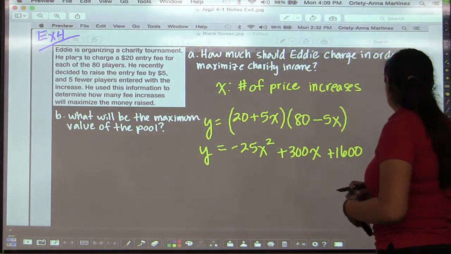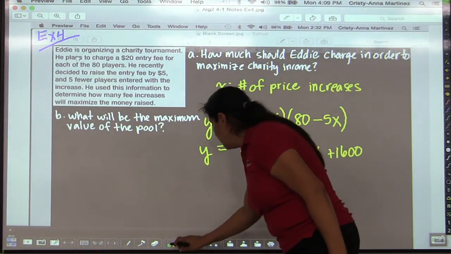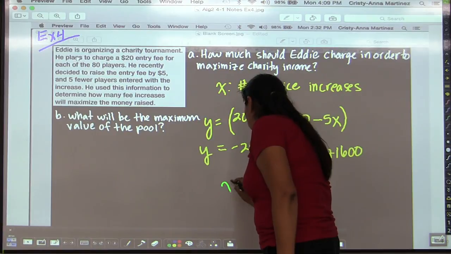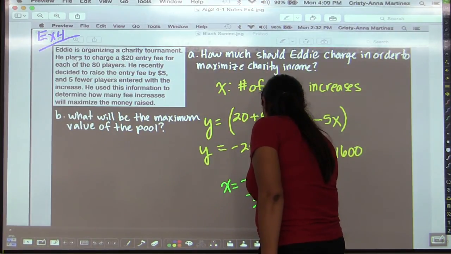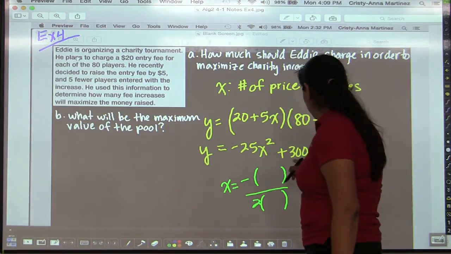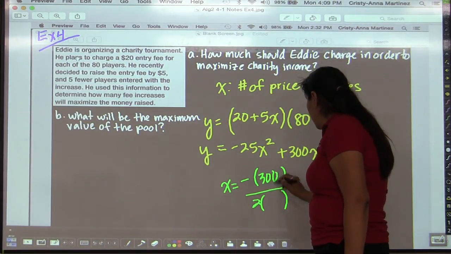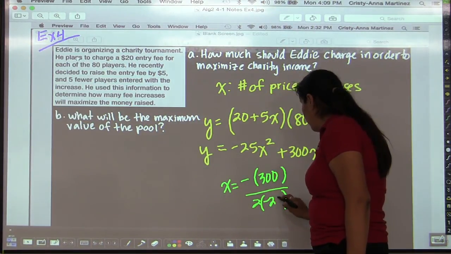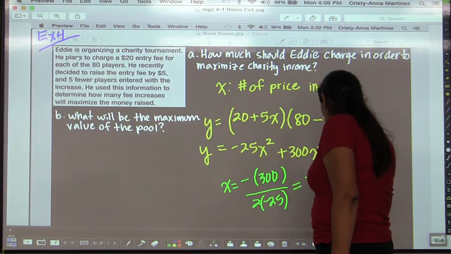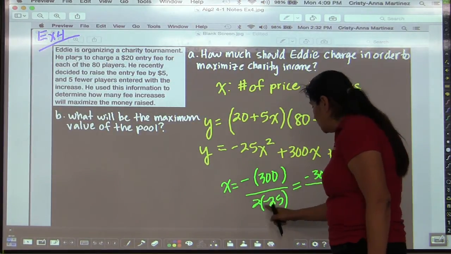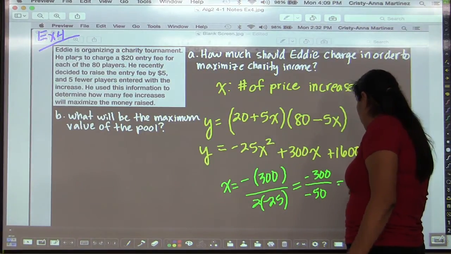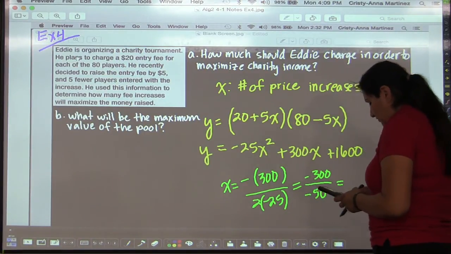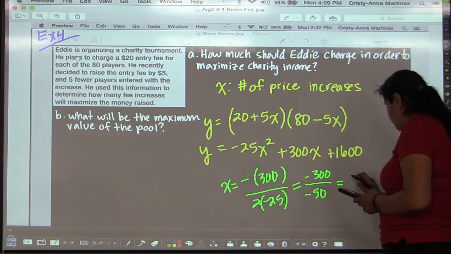To find the vertex, you want x equals negative b over 2a. In this case, b is 300 and a is negative 25. So we get negative 300 divided by 2 times negative 25, which is negative 50. We get a positive, and 300 divided by 50 is 6.